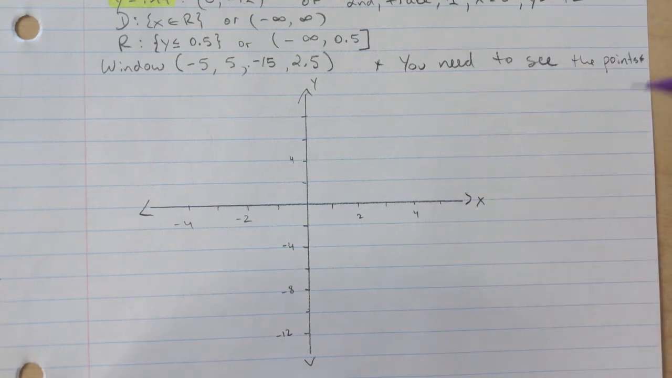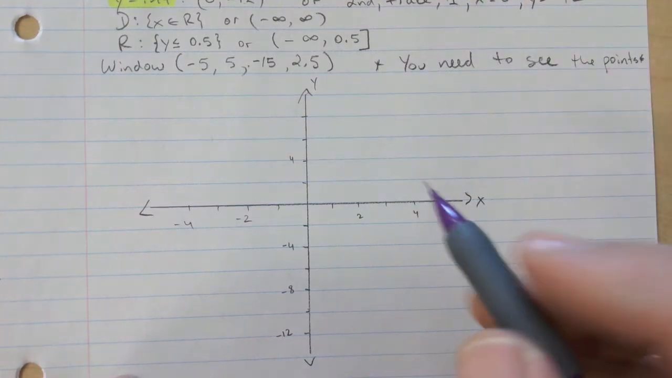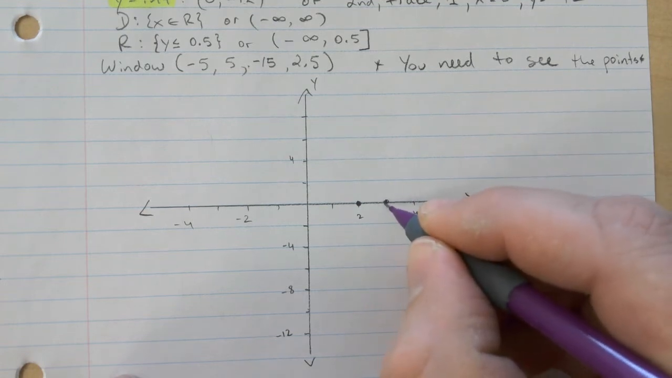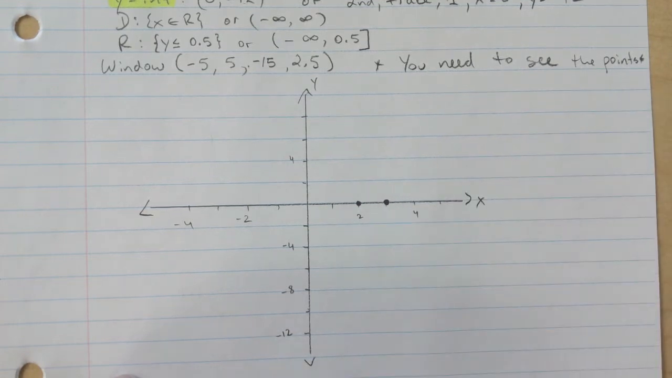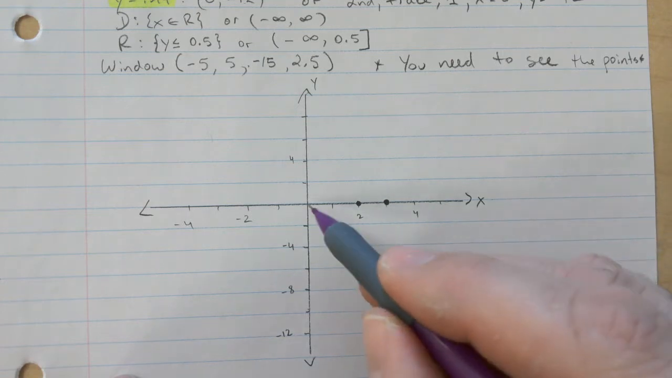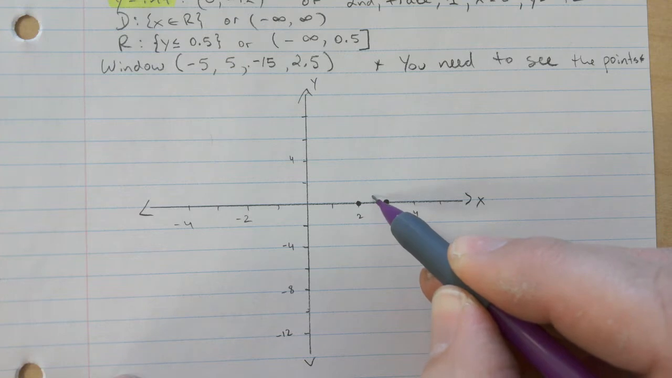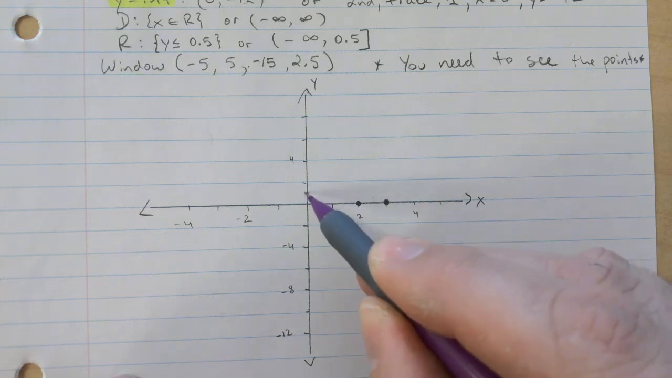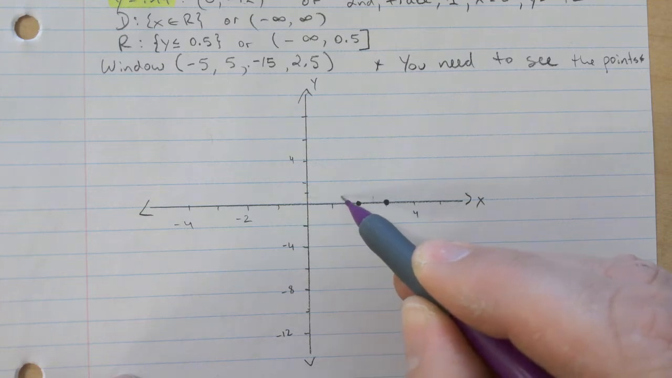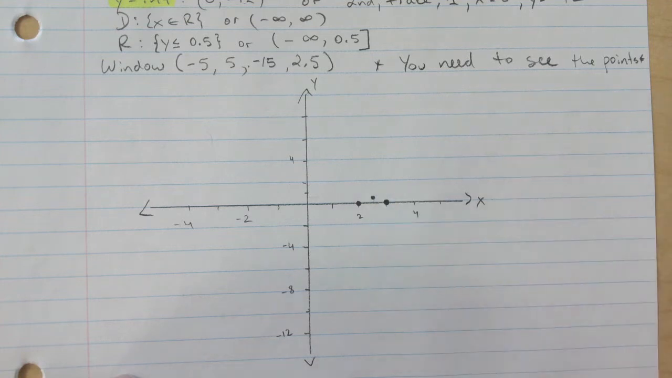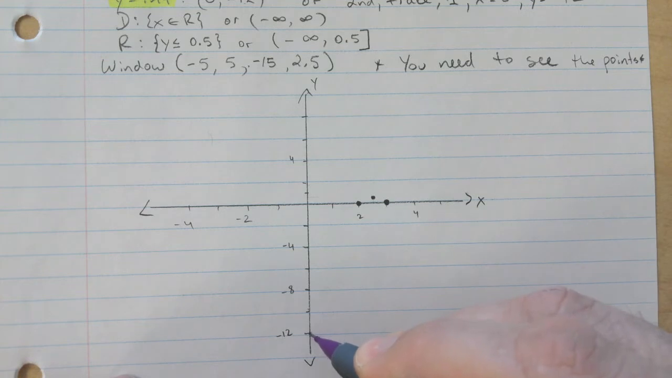And now I'm going to plot my points. The x-intercepts, I go look at them, 2, 0, 3, 0. So 1 here, 1 there. My vertex is 2.5, 0.5. So, right, this would be 1 right here. So I need to be between 0 and 1 there. That's my vertex right there. And I'm at 0, negative 12 here.